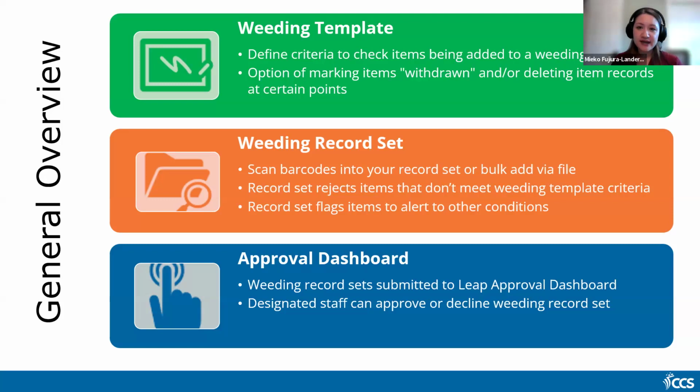One other thing you can set in the weeding template is automatically updating items to withdrawn status when they're added to the set, and/or automatically deleting item records at approval, which cuts out the need to do a separate item bulk update.